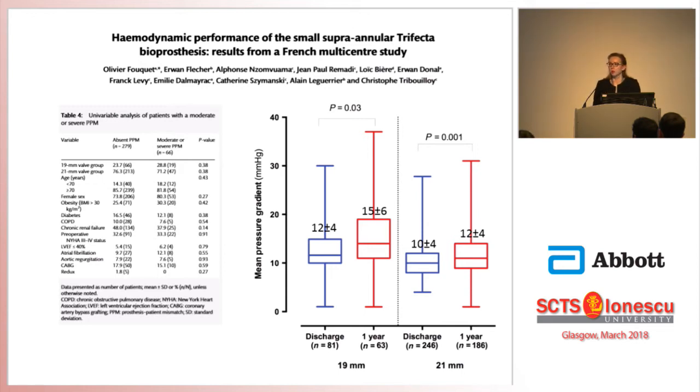So what I would say to conclude from these two important papers is that the hemodynamic profile of the Trifecta is excellent both at rest and exercise, and it's even better in patients with a PPM with a low flow status and in patients with small annulus valvular diameters.